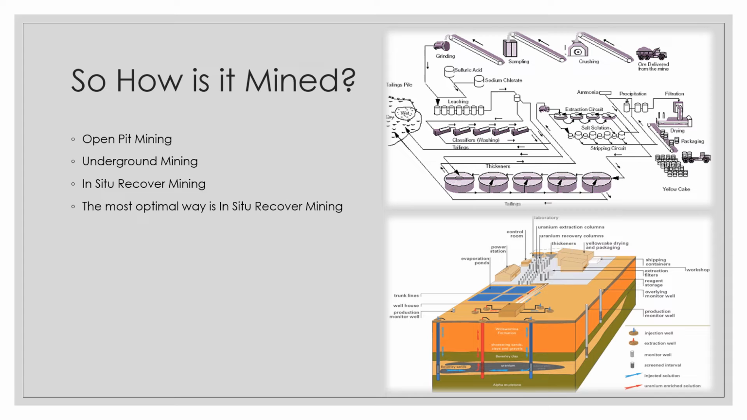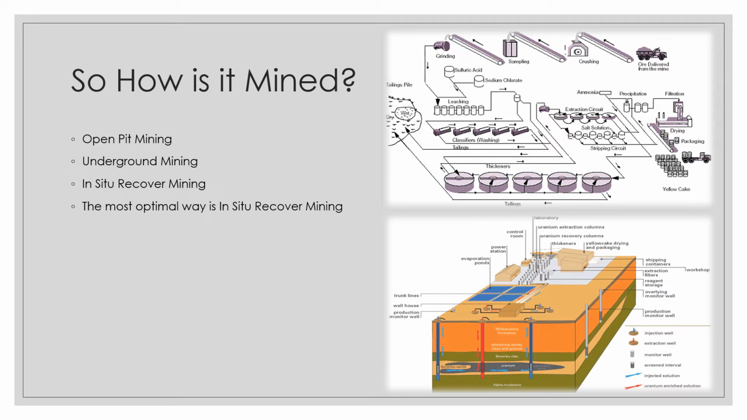So how is it mined? Uranium resources can be extracted from the ground in three ways. So there's open pit mining, there's underground mining, and then there's in situ leach recovery mining. Open pit mining is only possible if the uranium ore is near the surface, which is around 400 feet or less from the surface. An example of this is the Jackpot mine on the Pueblo, which was once the world's largest open pit uranium mine.